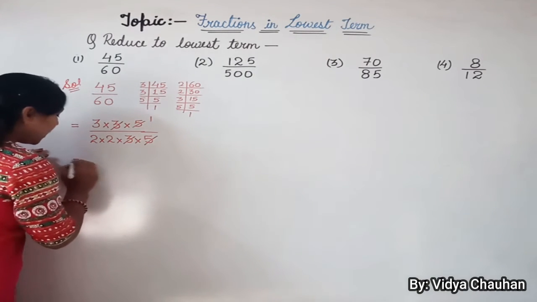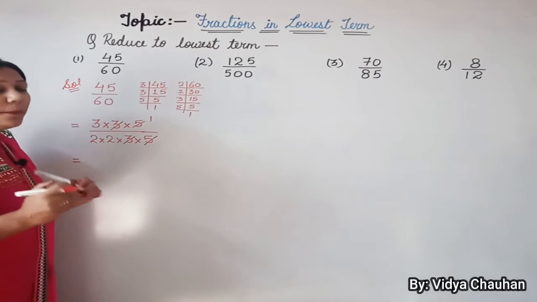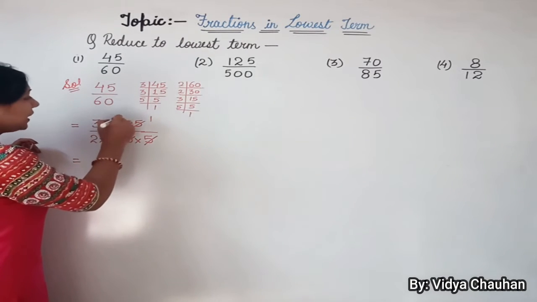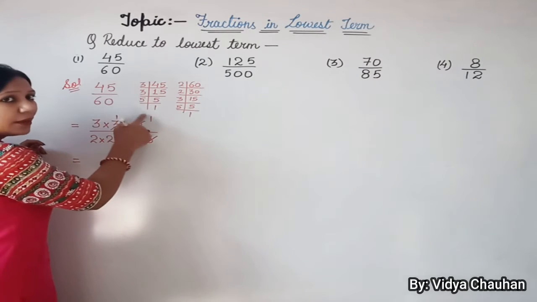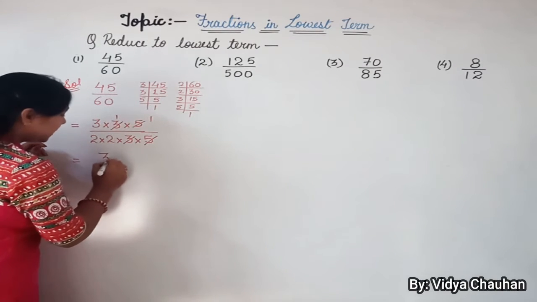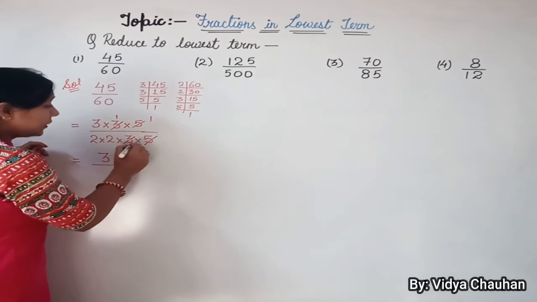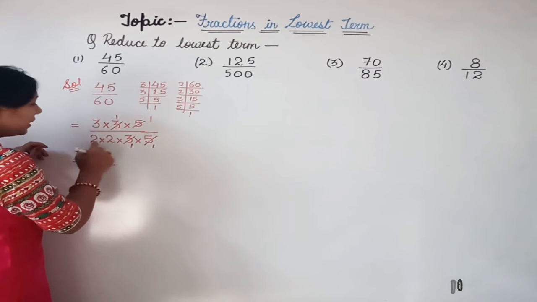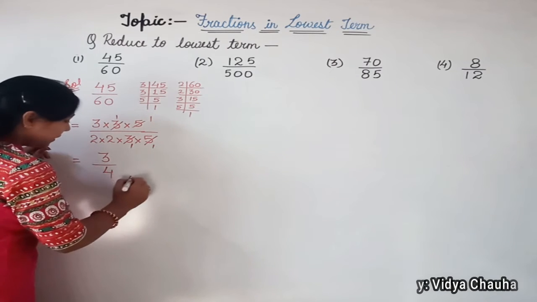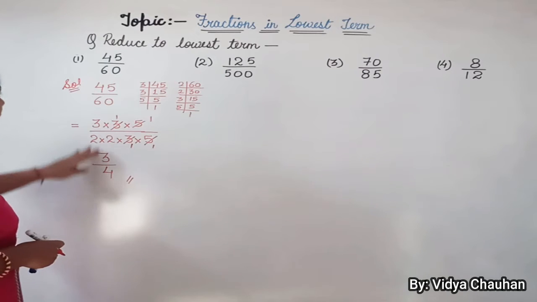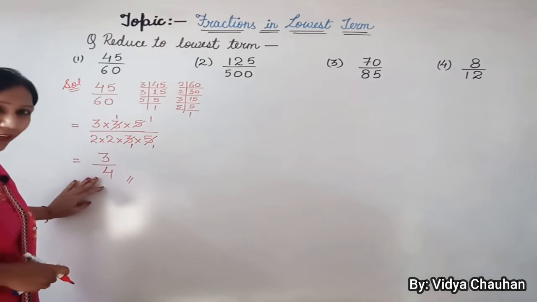The terms which are left now will be your final answer after multiplication. So what are the terms left here? 3 multiplied by 1 multiplied by 1. 3 ones are 3 multiplied by 1 is 3, upon 2 twos are 4. And at these two places 1 and 1 are left. So 4 multiplied by 1, 4. 4 ones are 4. So what is the lowest form for 45 upon 60? 3 upon 4. Clear, students?